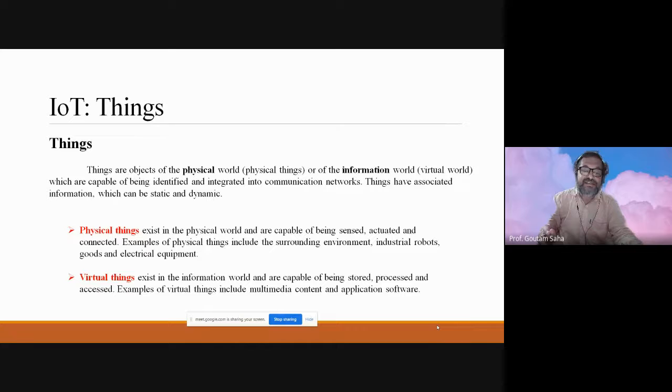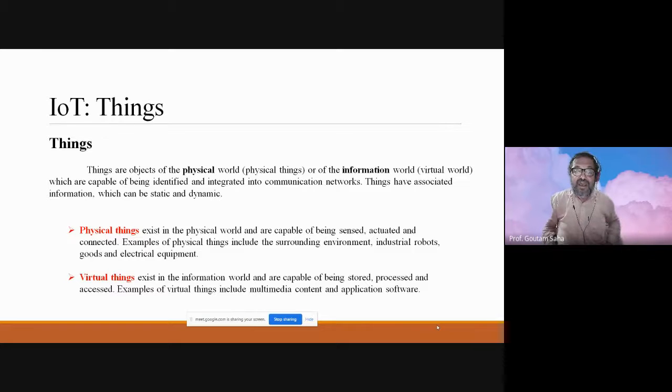One is physical things. Physical things exist in the physical world and are capable of being sensed. Things mean sensors, actuators, and a combination of them. So even cameras are a thing. Industrial robots, analytical equipment, motors, etc., are all physical things which are managed by IoT systems and are called things.